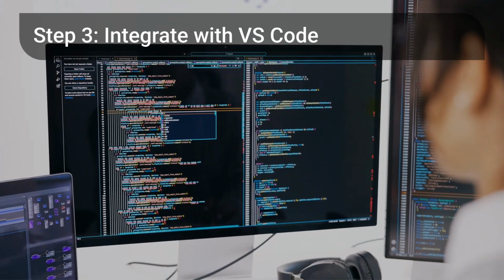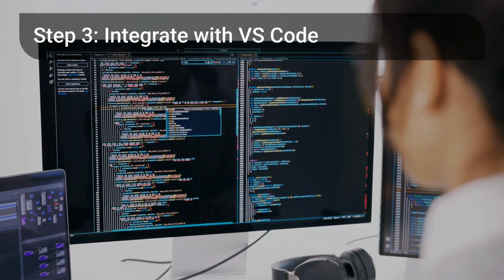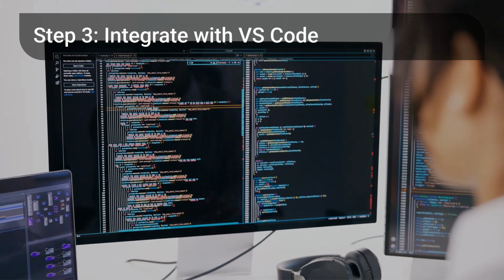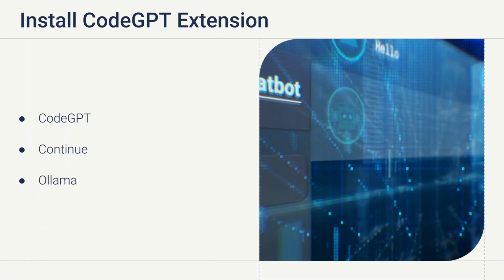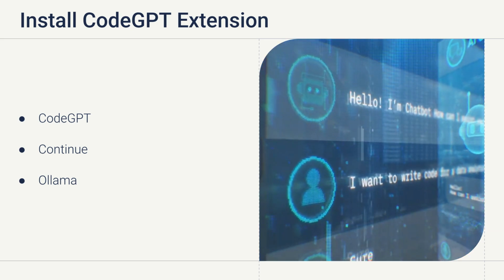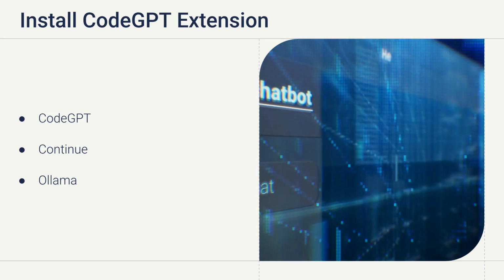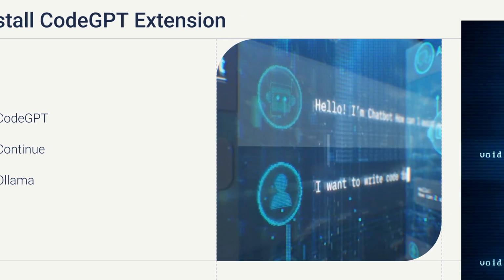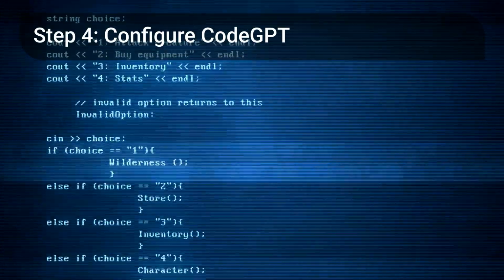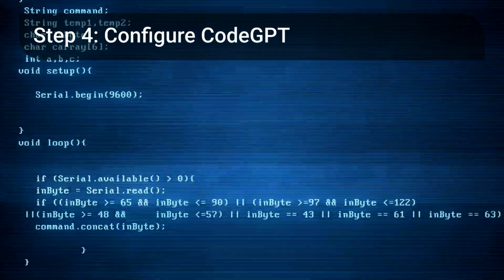Now for the real power, integrating this local AI into your favorite IDE, VS Code. Open VS Code now. Search the marketplace for CodeGPT or Continue. I recommend CodeGPT for its seamless integration with Ollama. Install it. With CodeGPT installed, we need to point it to your local Ollama setup.